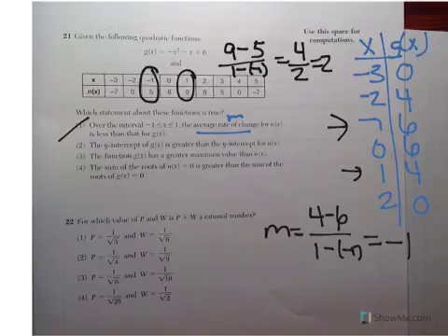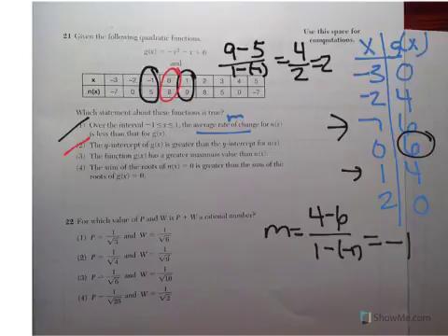Choice 2, the y-intercept of g of x is greater than the y-intercept for n of x. Well, the y-intercept for g of x is 6. The y-intercept for n of x is 8. And it says that g of x is greater than n of x. Again, that's not true.